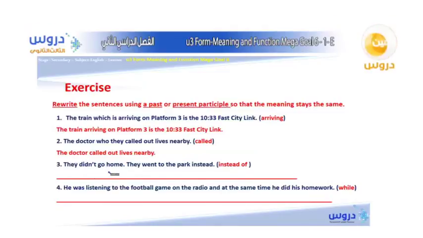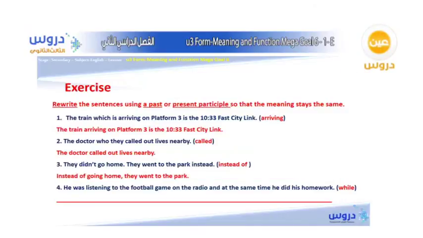Number 3: They didn't go home. They went to the park instead. We want you to use instead of. Think about this sentence. We start with instead of. So we say what? Instead of going, yes? Instead of going home, they went to the park.